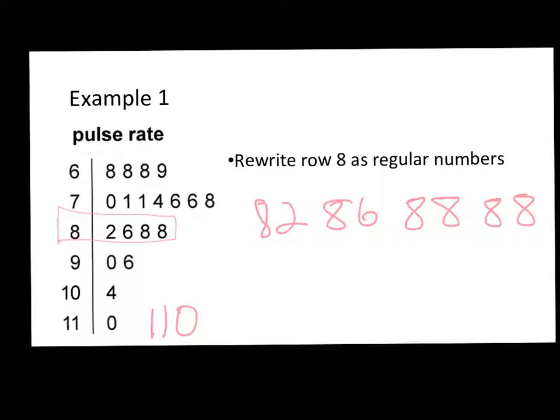So it is possible to have a stem that doesn't have any leaves on it. So for instance, if there were no values in the 90s, you would still put this 9 right here, but you would just leave this part blank. If there's no numbers written there, that just means that there are no values with that tens place.